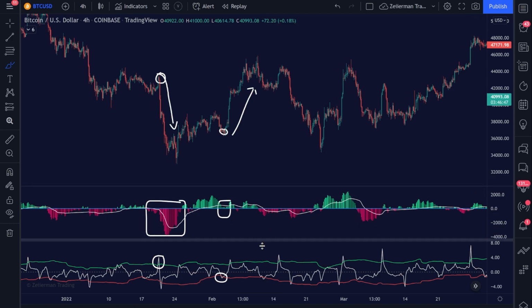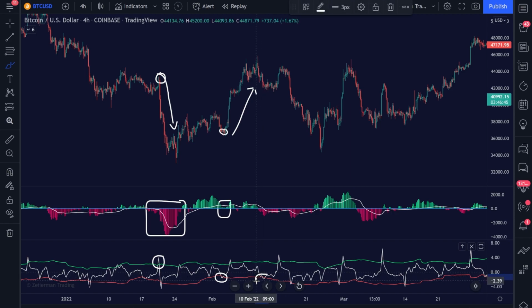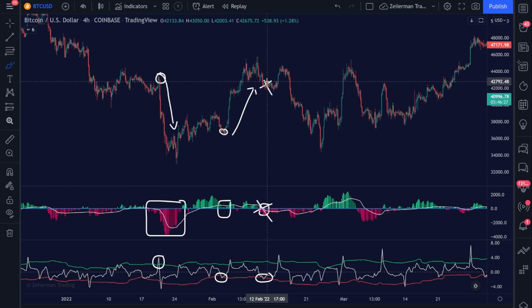I mean, look here. The volatility indicator peaks down. However, we have negative volume delta. This is not a valid trading setup since the volume is negative. So let's see what's happened. This is not a valid trade. We will not enter long in that case.